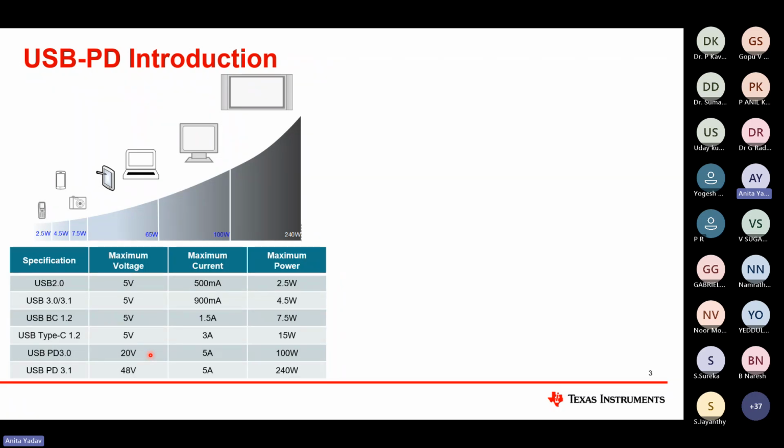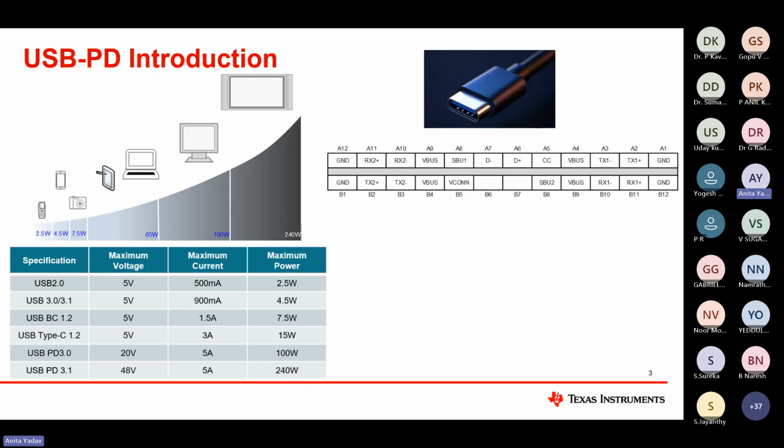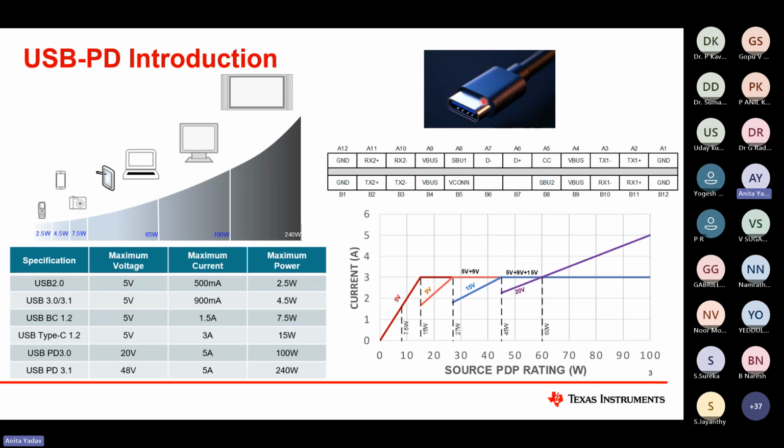In USB PD 3.1, the max output voltage is 48 volt, going like this: 5 volt, 9 volt, 15, 20, 28, and then 48 volt. These are the max values, but in between you have a range of standard values, and for that I have another chart to show. Next, we have seen the Type-C connector, which we use in our phones. If we connect it either way, it still works and charges our phones.